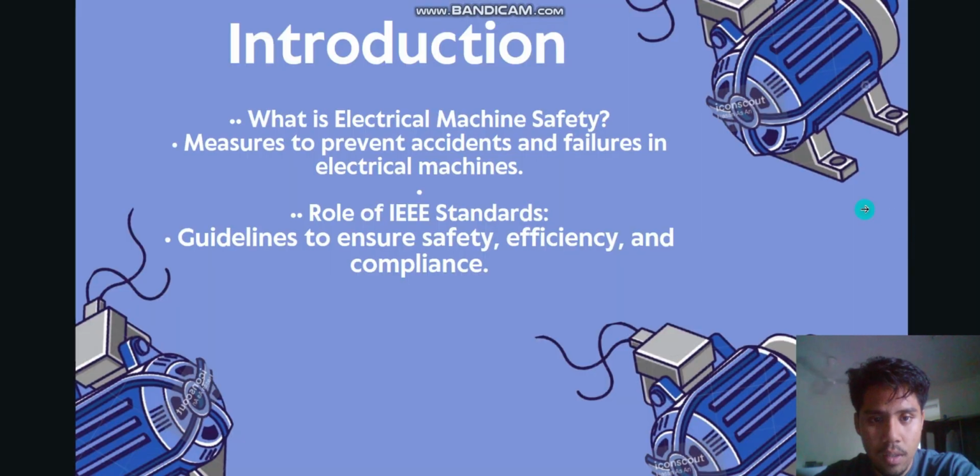So, for the introduction, what is electrical machine safety? Electrical machine safety is the measures to prevent accidents and failures in electrical machines. And then, what is the role of IEEE standards? They are guidelines to ensure safety, efficiency, and compliance.